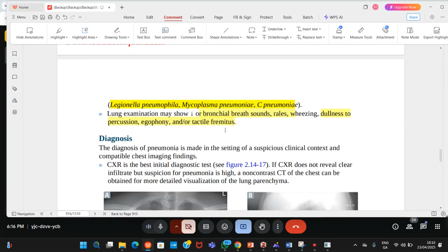So if we do our lung examination, what are we going to see? There's going to be decreased breath sounds, or bronchial breath sounds. Breath sounds are usually decreased. You can have bronchial breath sounds. We are going to see crackles, wheezing, and dullness to percussion. They can have egophony and increased tactile fremitus because of the consolidation. So tactile fremitus is increased.